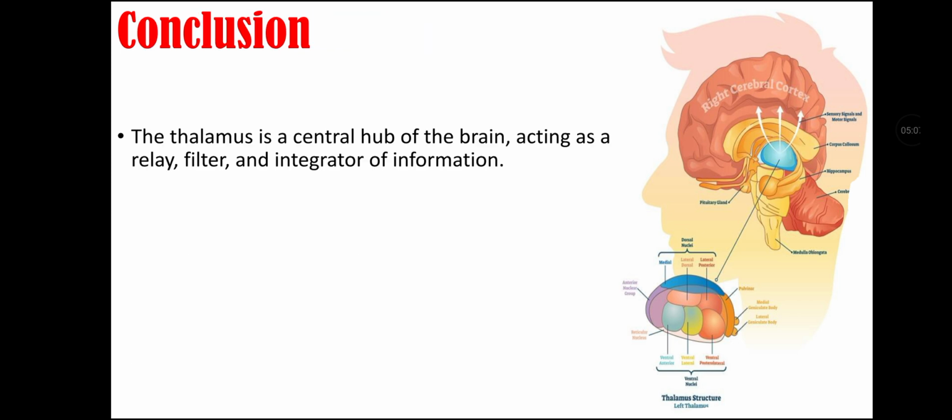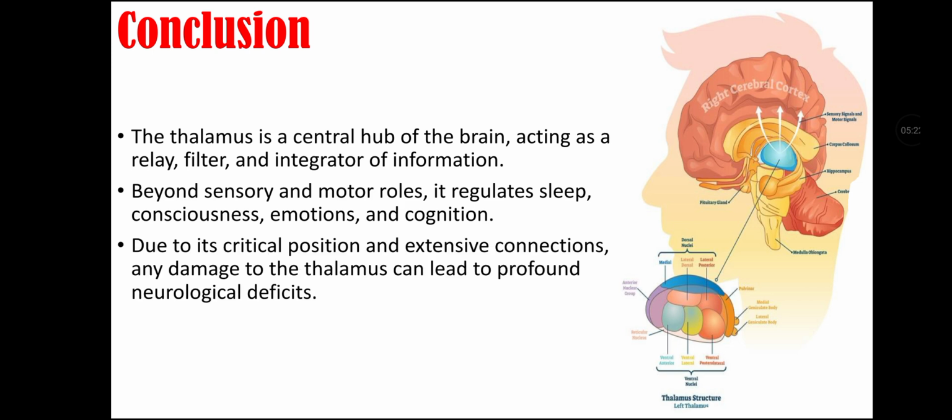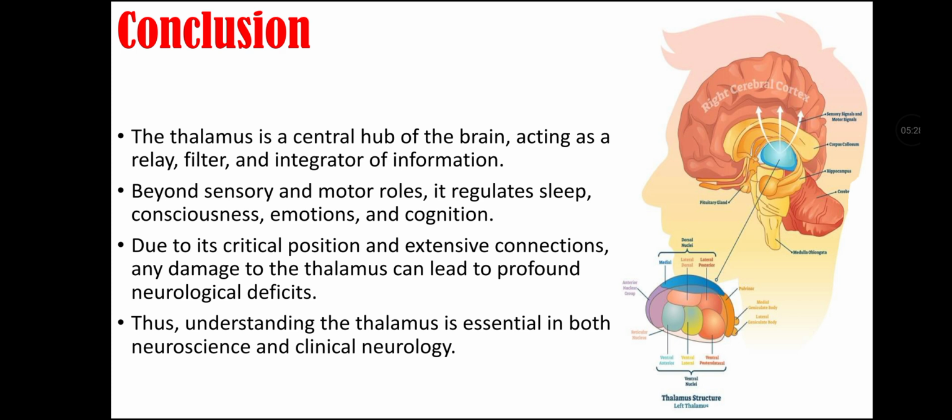Conclusion of this lecture video. Thalamus is a central hub of the brain acting as a relay, filter, and integrator of information. Beyond sensory and motor roles, it regulates sleep, consciousness, emotion, and cognition. Due to its critical position and extensive connection, any damage to thalamus can lead to profound neurological deficits. Understanding the thalamus is essential in both neurosciences and clinical neurology.